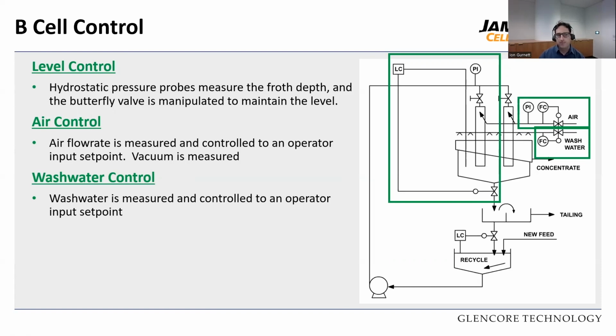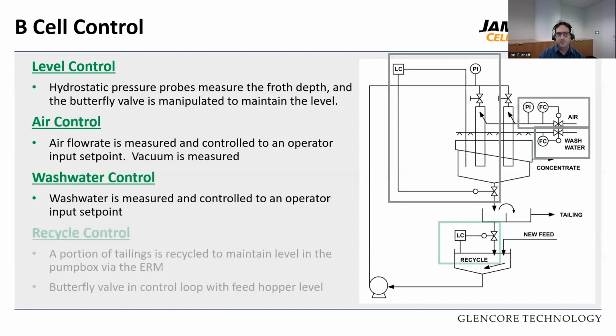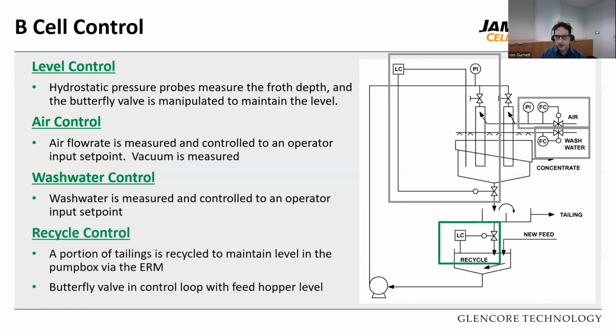And you have wash water. The wash water is just measured and controlled depending on operator input. In an ideal world, you just want to have a good thin coverage across the entirety of the cell. And we have that recycle control where portions of cell tailings are recycled to maintain that level.